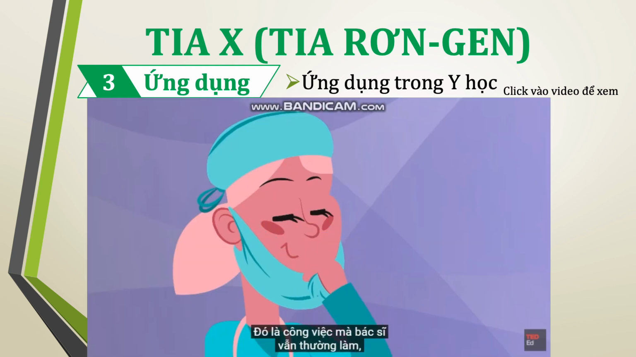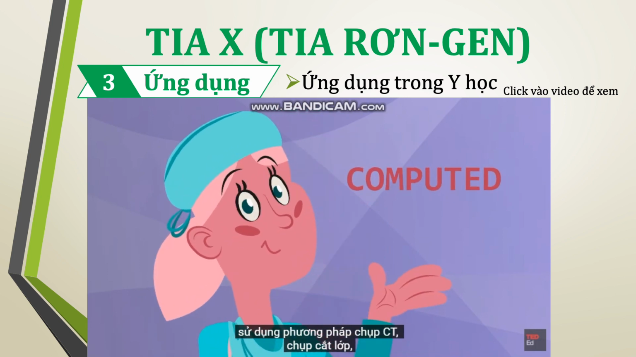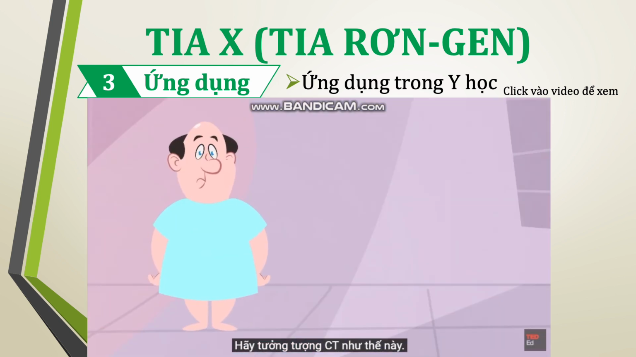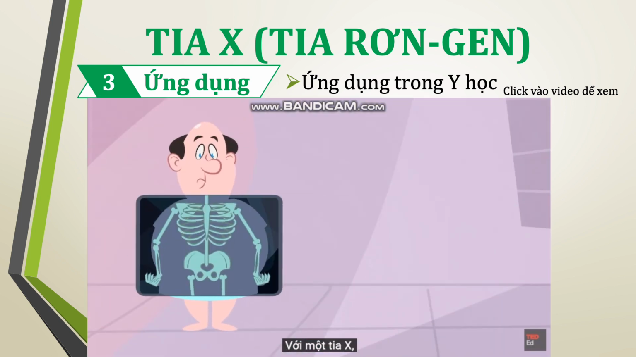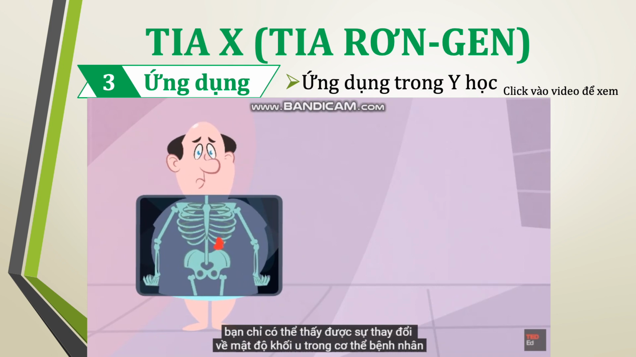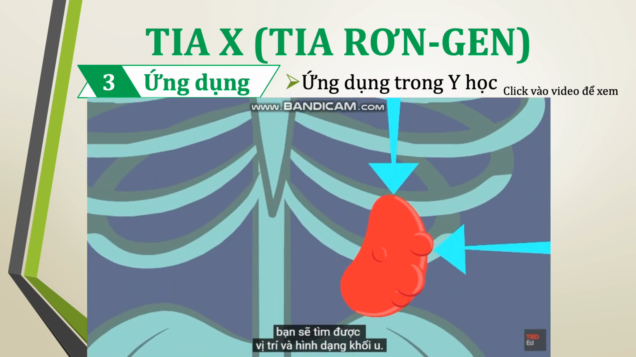And that's something doctors do all the time in a procedure called a CT, computed tomography scan, another Nobel Prize-winning invention. Think of CT like this. With just one X-ray, you might be able to see the density change due to a solid tumor in a patient, but you wouldn't know how deep it is beneath the surface. However, if you take X-rays from multiple angles, you should be able to find the tumor's position and shape.